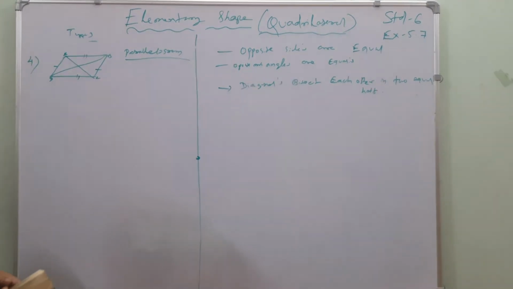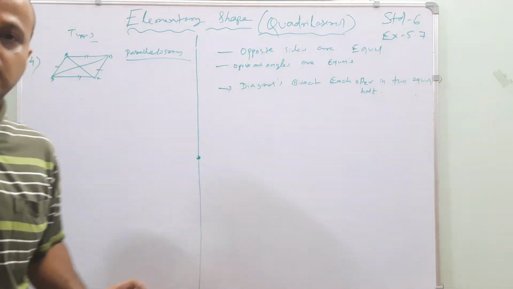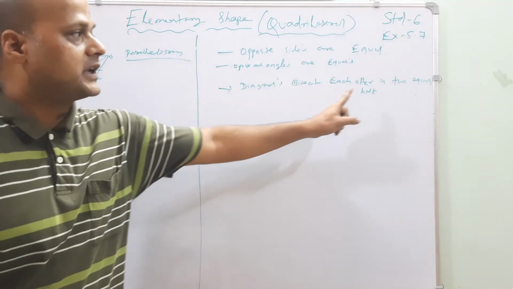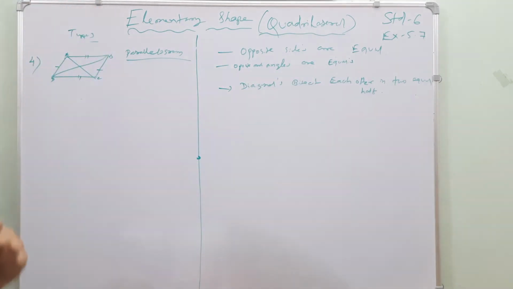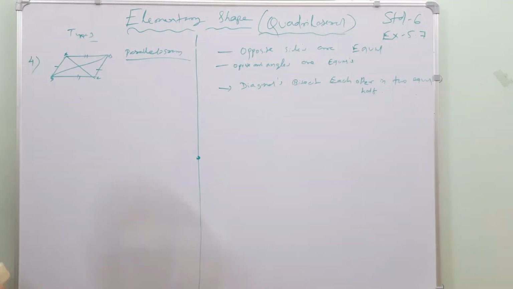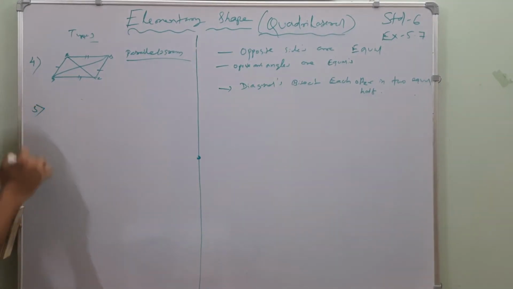So, what is the first point? Opposite sides are equal. Opposite angles are also equal. Diagonals bisect each other into two equal halves. Understood, my dear friends? Now come to the last one. It is called which one?